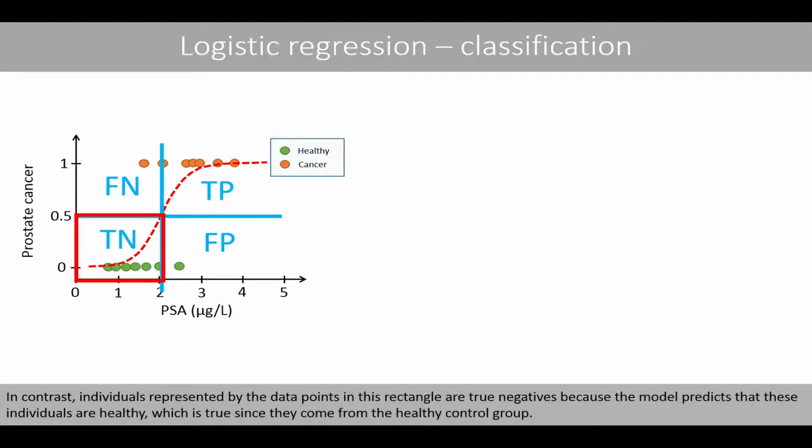In contrast, individuals represented by the data points in this rectangle are true negatives, because the model predicts that these individuals are healthy, which is true since they come from the healthy control group.